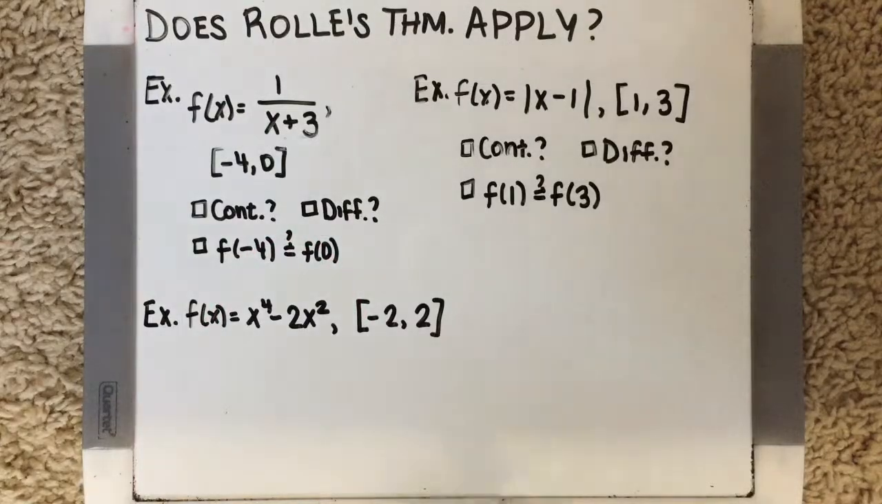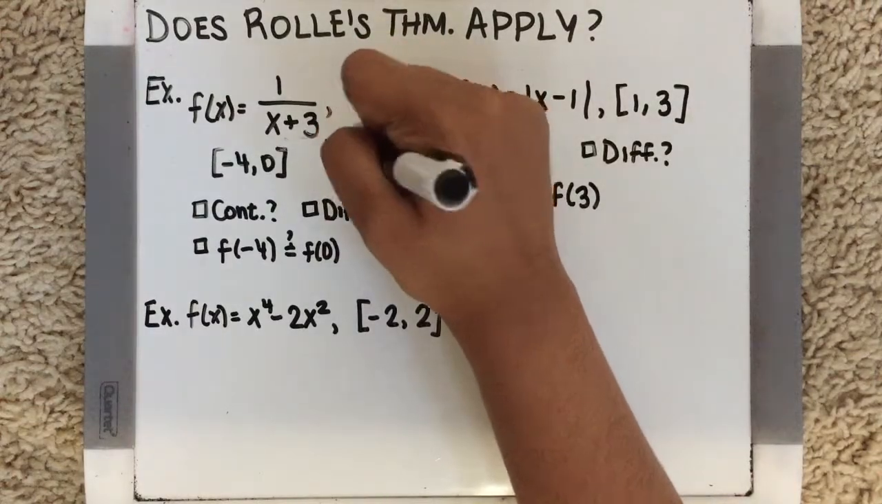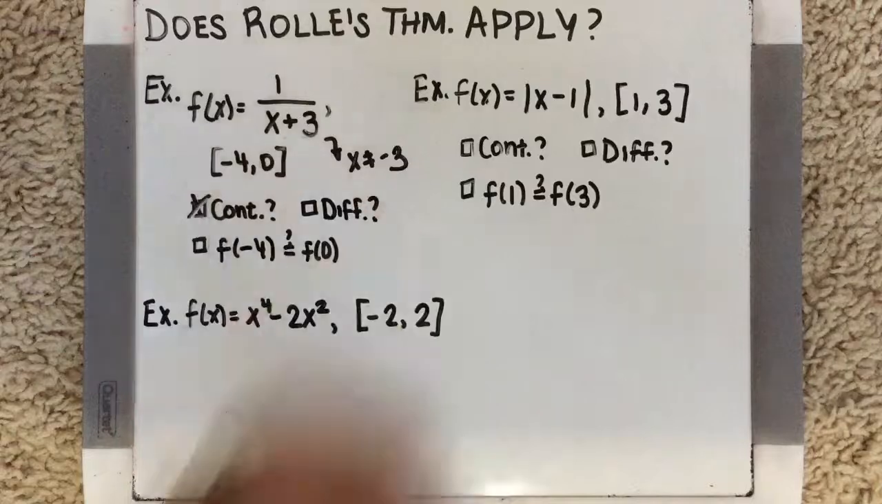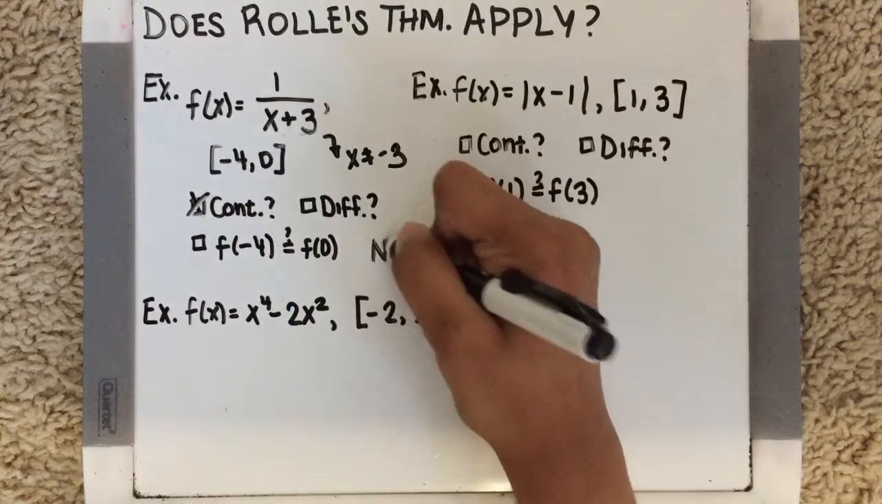First, we have to be able to determine if Rolle's theorem can be applied. In this first example, since f is undefined at x equals -3, because this is where the denominator is 0, the function is not continuous within the interval from -4 to 0. Therefore, Rolle's theorem cannot be applied because it does not meet all the requirements.